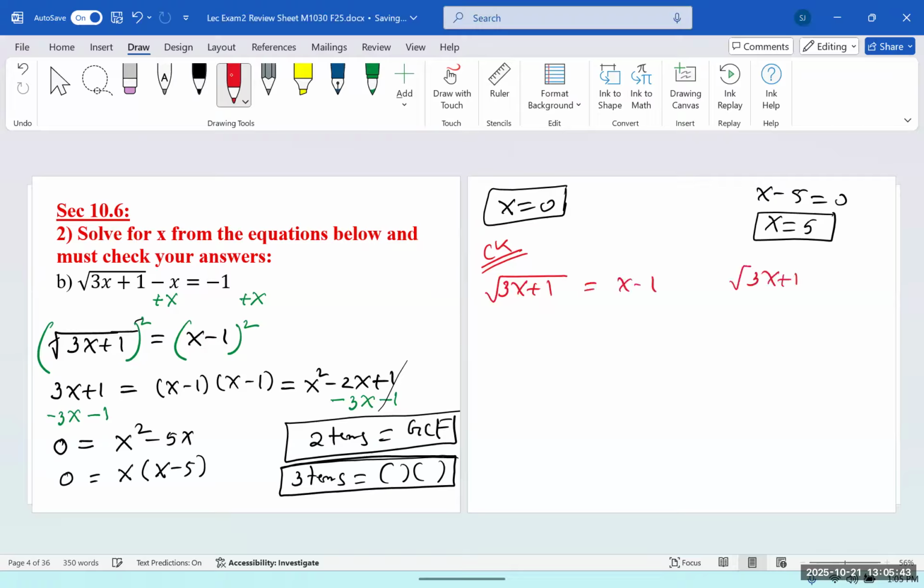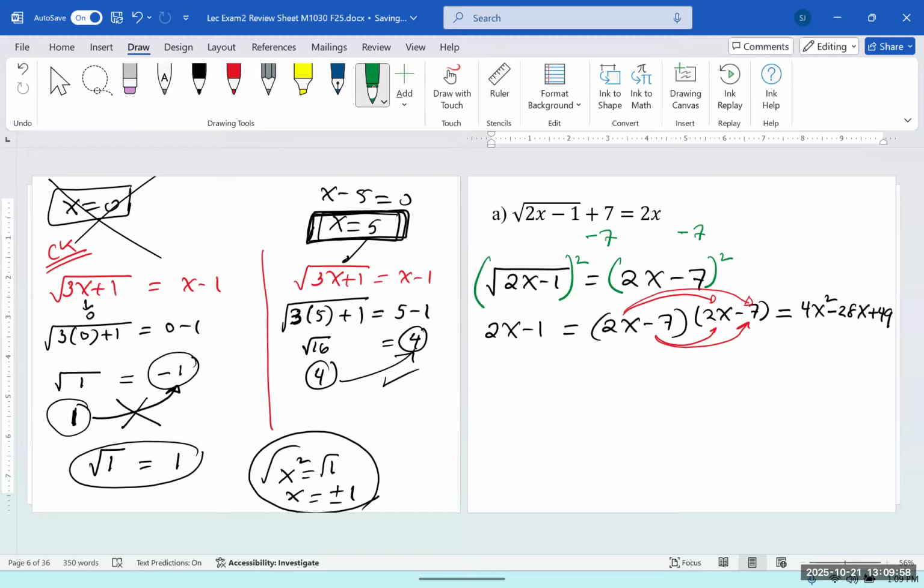4x squared minus 28x plus 49. If you have no idea how you're figuring that out, you just multiply 2x times 2x, 4x squared. 2x times -7 is -14x. 2x times -7 is -14x. -7 times -7 is +49. So we have -14x minus 14x, we get -28x.